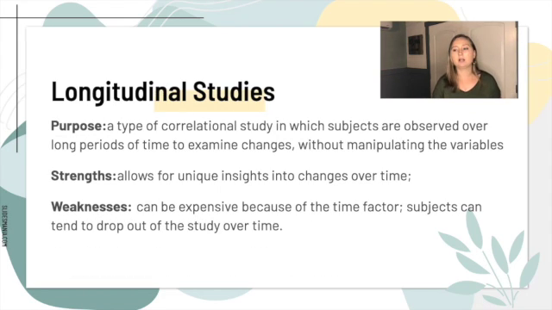Longitudinal studies are a type of correlational study in which subjects are observed over long periods of time to examine changes, but they don't manipulate the variables. So think correlational study, but you're observing a 2-year-old, and you're going to observe that 2-year-old all the way through high school. And you're going to look for changes and what their environment did. You're not messing with the variables, you're just watching.